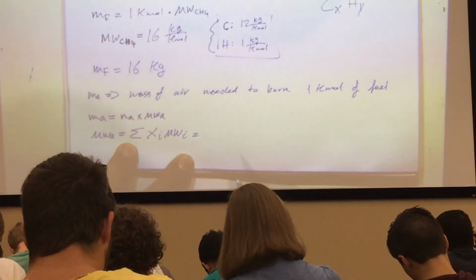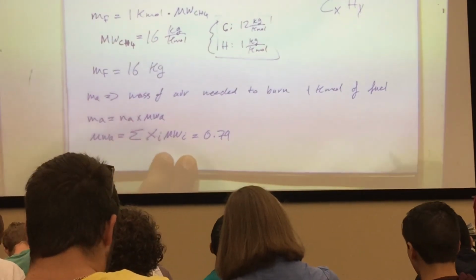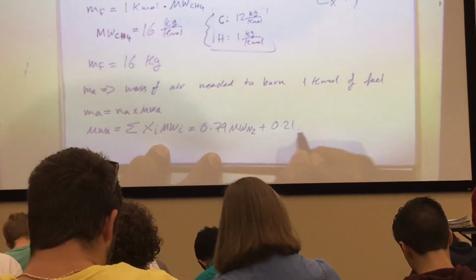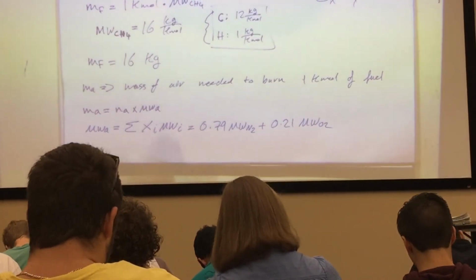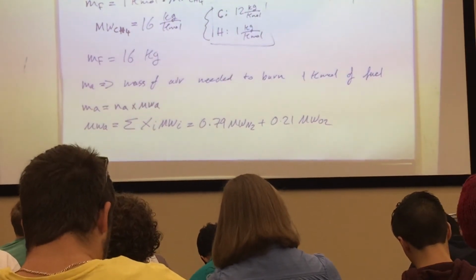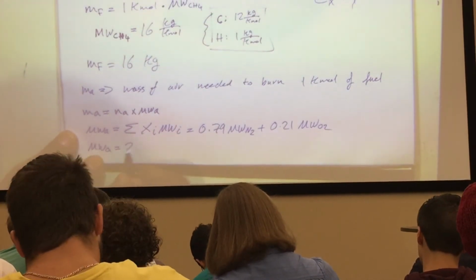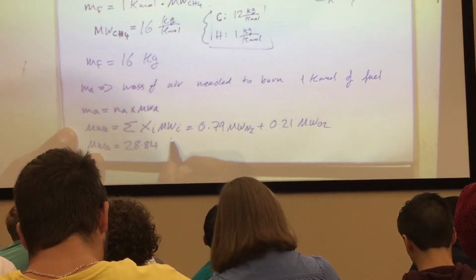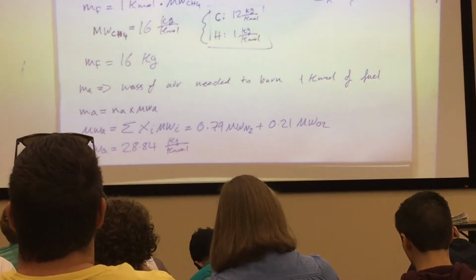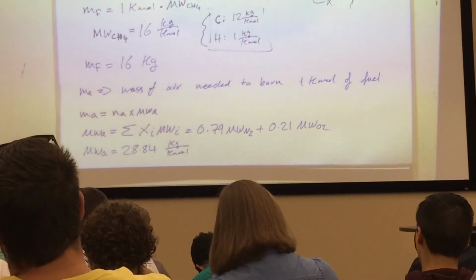So from this, I have 0.79 of nitrogen, so MW nitrogen, plus 0.21 of oxygen. This is why we were doing all this stuff last lecture. So now, from this, what do I get? I get MW of air equal to 28.84 kilograms per kilomole. I think in the book it will be like 28.97 or something like that. It really depends, but it's just 28 something.